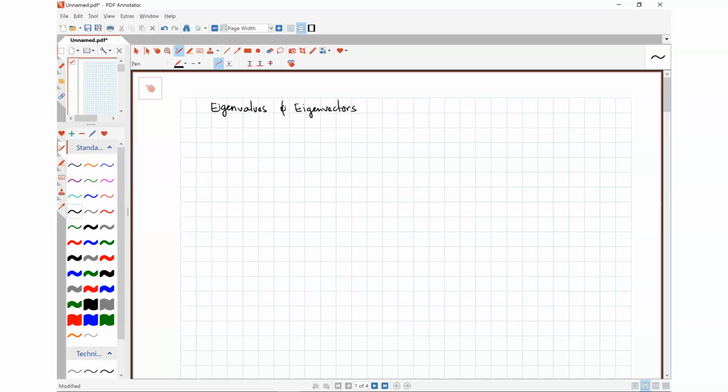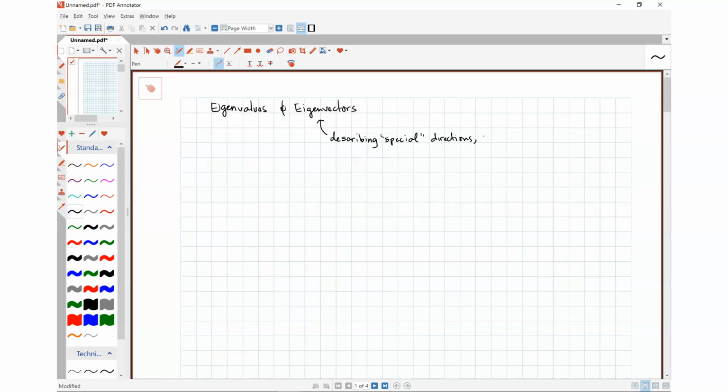So eigen is a German word that translates to something like own or proper. And the idea is that eigenvectors are arrows pointing in some direction, and these are describing special directions of specific importance to a particular linear transformation, or for us, we'll just think in the world of matrices.